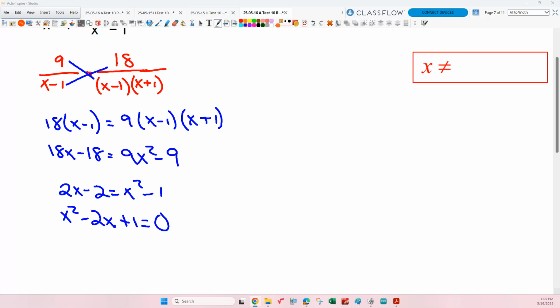How do I factor that? X minus 1, x minus 1. So what is my solution? 1. Yes, just 1. So there's one step that we didn't do beforehand, which is to find those excluded values. Negative 1 and positive 1. So if those are excluded values, what happens with our solution? It's not valid anymore. So in this case, there is no solution.